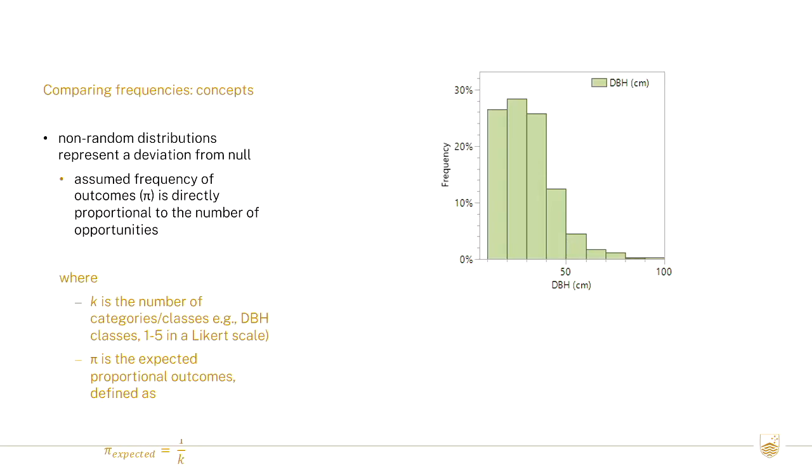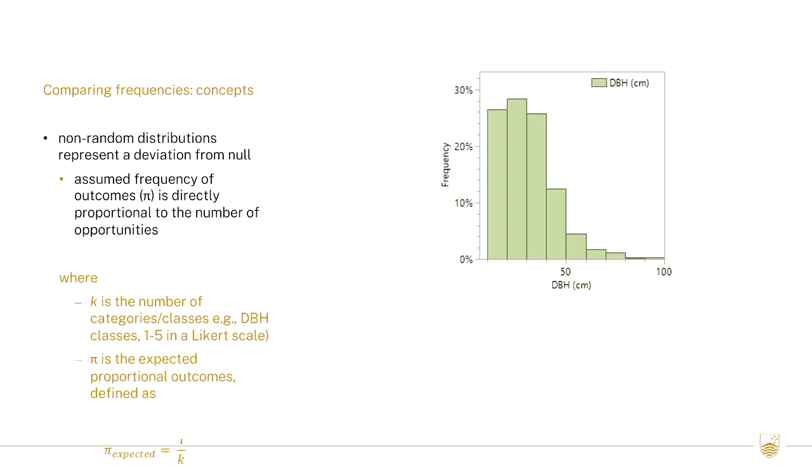We need to define the number of categories that we're going to split all of our possible responses across. So across our 100% of responses, we're going to split our proportions equally between 1, 2, 3, 4, 5, 6, 7, 8, 9 DBH classes here. And so that gives us K categories, K number of categories that we can split our possible responses across.